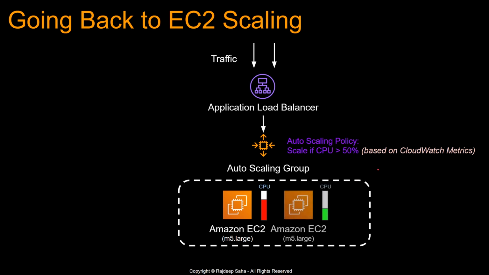So what's going to happen is it's going to provision another Amazon EC2 M5 large within the autoscaling group. And then the load balancer will start distributing the traffic. And the CPU for the first Amazon EC2 will go down to 30%. So basically the autoscaling group will keep the CPU utilization at or below the specified 50%.